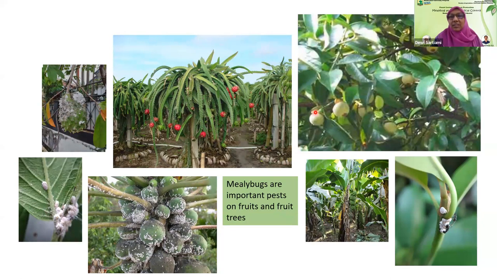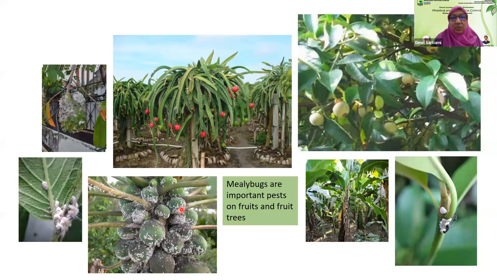How about mangosteen? Yes, mangosteen too. Mangosteen has a very specific fruit. There is a calyx in the upper side, so it is good for mealybugs to hide inside or beneath the calyx. And then here in the lower picture, this is a guava. So the mealybugs will be happy to stay underneath the leaves.